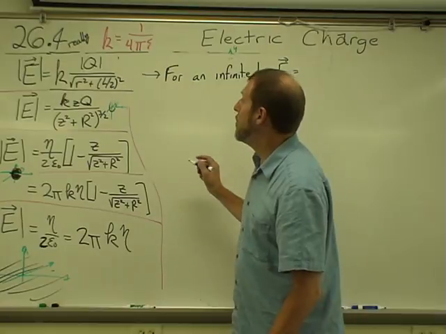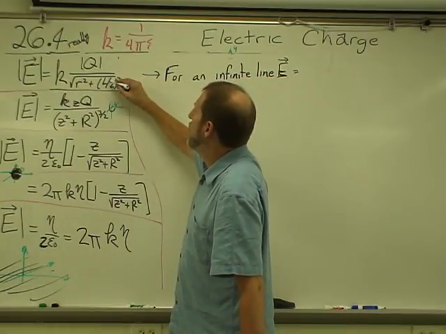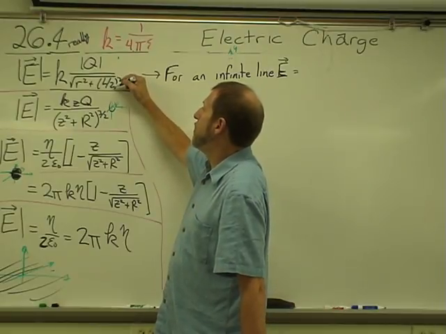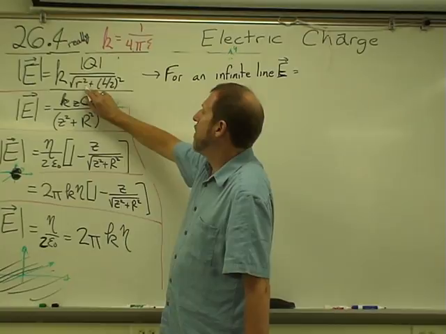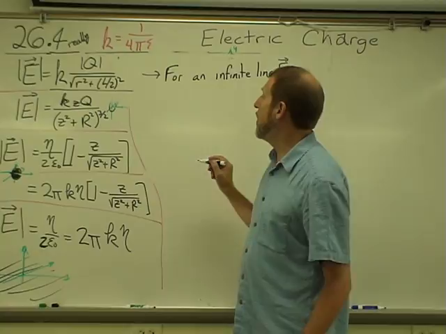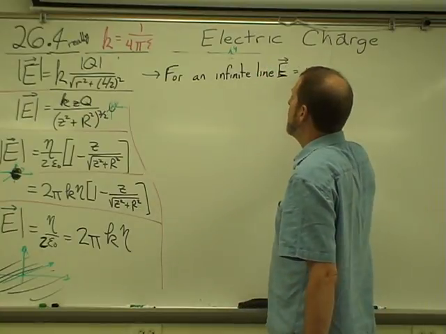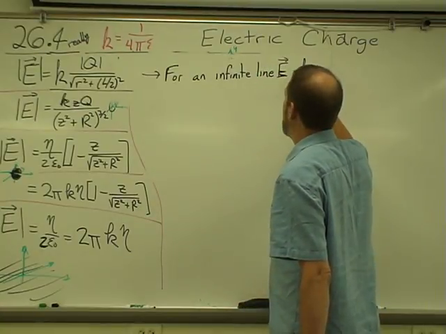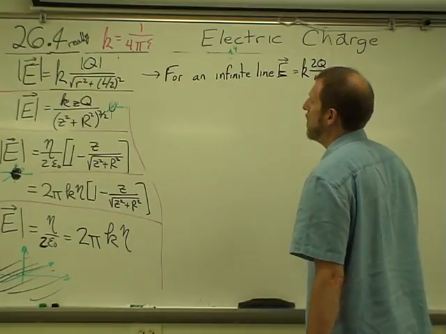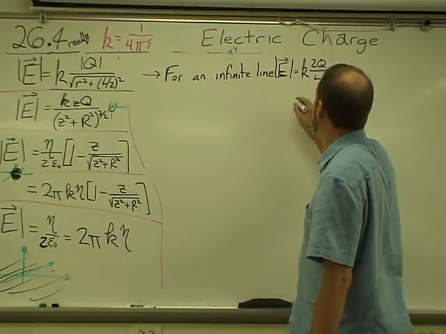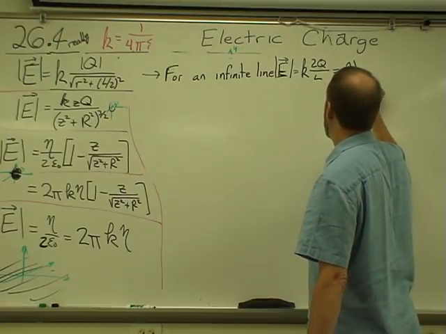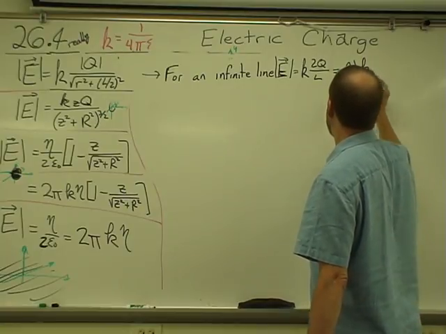It'll make life easier. Because if it's very, very long, L over 2 becomes huge compared to R. So this R squared plus L over 2 squared becomes basically L over 2 squared. And so the electric field is given by K times 2Q over L, or 2 times the line charge density times K.